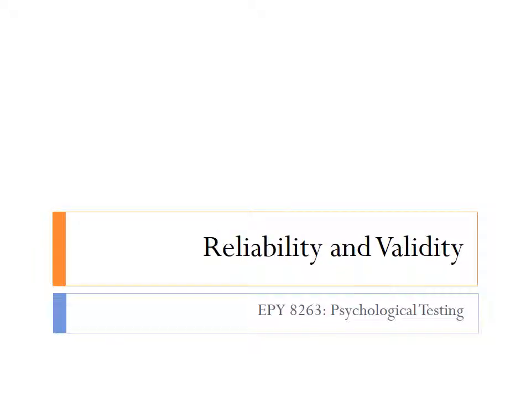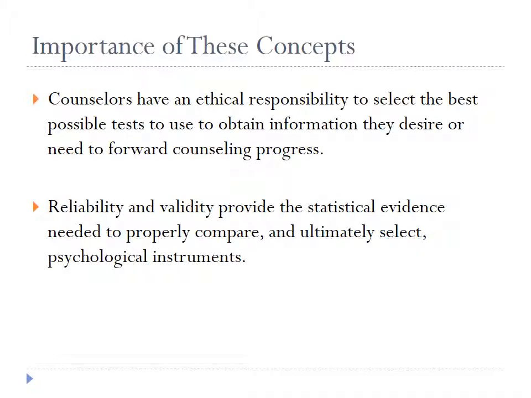In this lecture, we will be talking about the psychometric properties of reliability and validity. These two properties are very important in terms of our assessment practices and our choice of testing instruments to use. As we've talked about, counselors have an ethical responsibility to select the best possible tests they can to obtain information they need to benefit the counseling process.